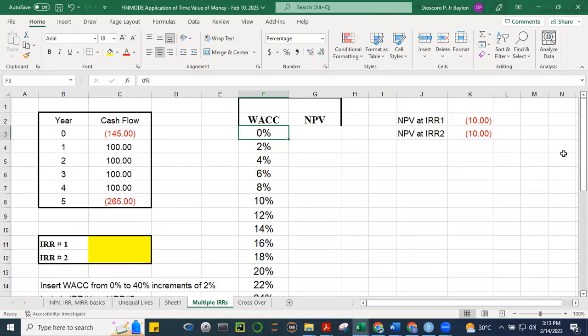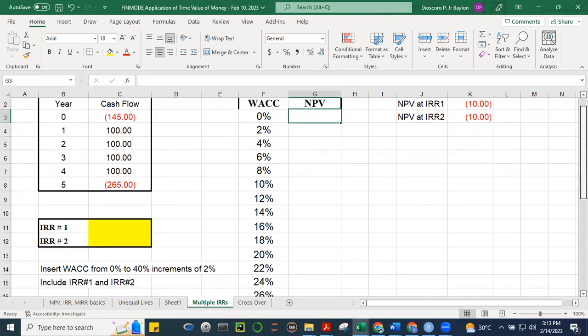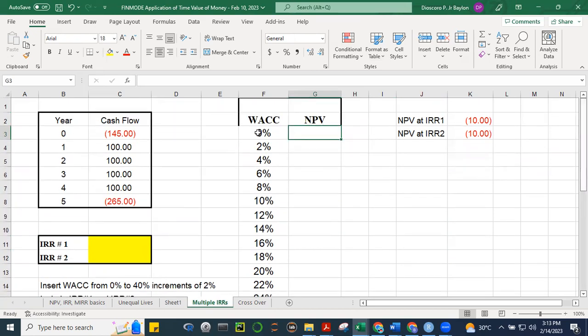Okay, are you able to follow? Kindly chat, please, if you were able to follow. Okay, thank you. All right, good. Okay, so we're now going to compute for the net present value. Net present value based on a WACC of 0%, 2%, 4%, 6%, etc. Okay, so let's do that.